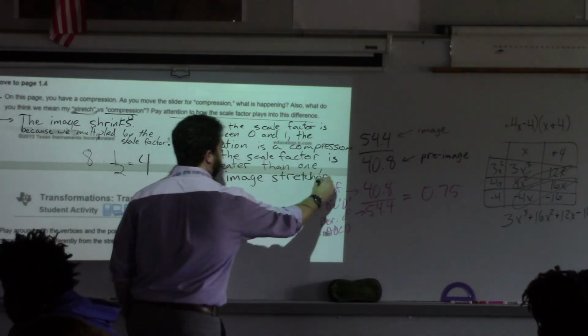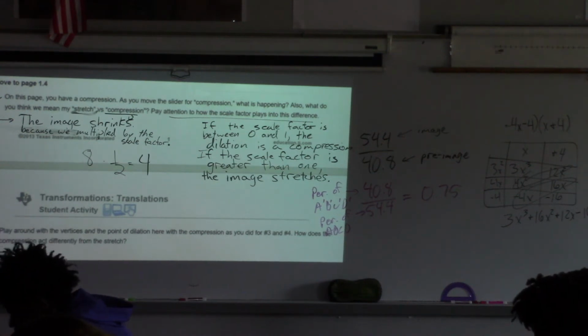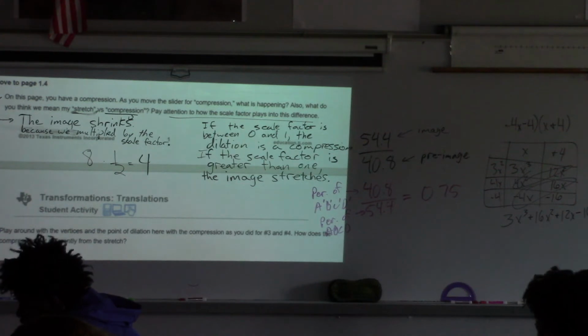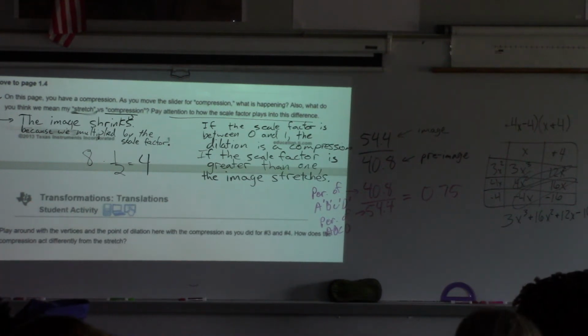That is one of the most important things to notice. Buddy, we're taking these notes on this one right here. This is important to notice about when it's a compression versus when it's a stretch. You've got to recognize when it's a compression and when it's a stretch.